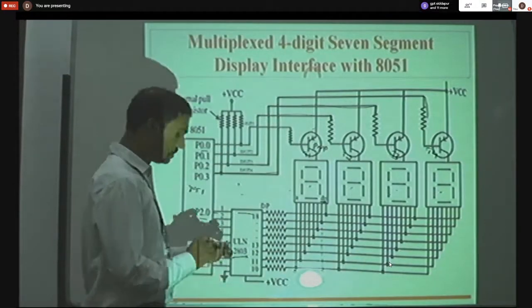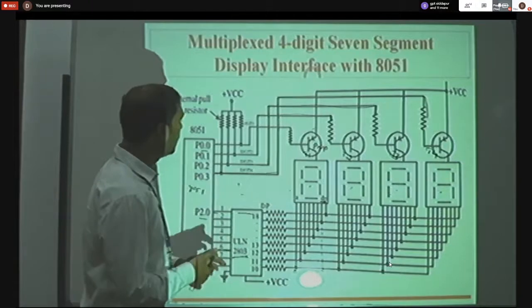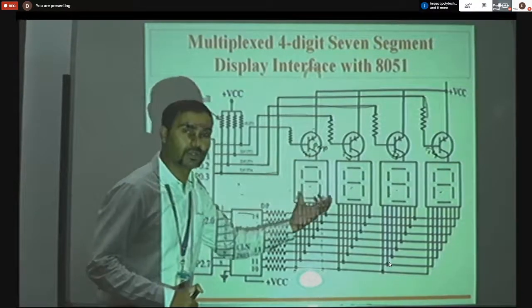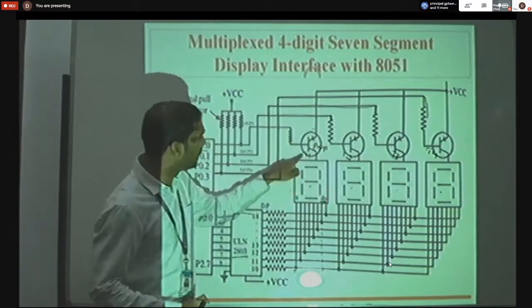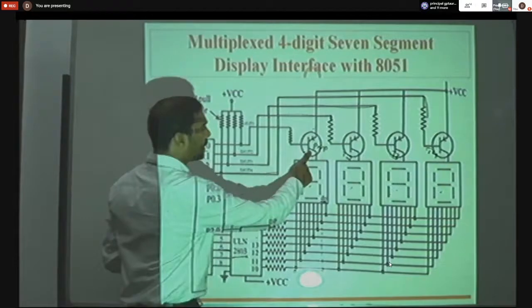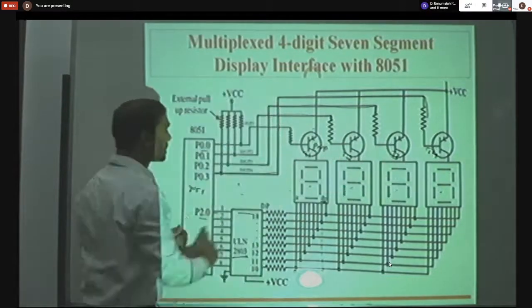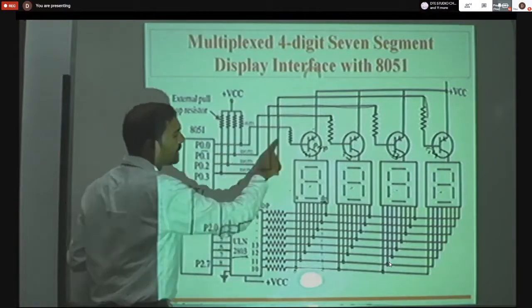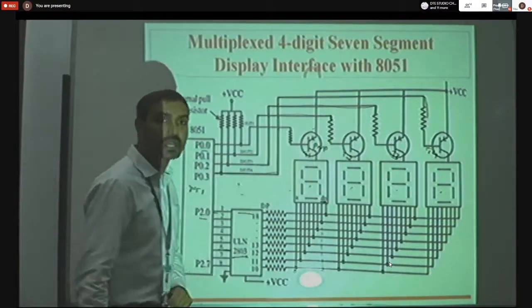Here, the current limiting resistors are used. How much current is required to display that value? The resistor will limit to that current. See here, the activity of these four transistors is controlled with the help of digit 1, digit 2, digit 3, digit 4. That's why they are directly connected to the PNP transistors.